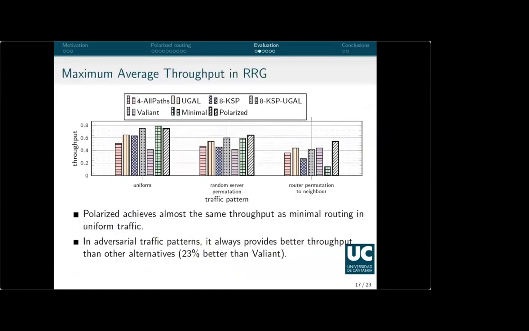This bar plot indicates the average load consumed per server, normalized to the server link capacity, while offering full traffic to the network. The base references are minimal routing, shown in green, and Valiant, shown in violet. Polarized is shown last with thick borders. We observe that polarized routing provides almost the same throughput as minimal routing for the uniform traffic pattern and provides the most throughput for the other patterns. The difference is most notable for the permutation to neighbor traffic, where polarized routing provides 23% more throughput than Valiant. In turn, Polarized is also superior to routing mechanisms that try to emulate a Bayesian scheme when the traffic is adverse, such as UGAL.